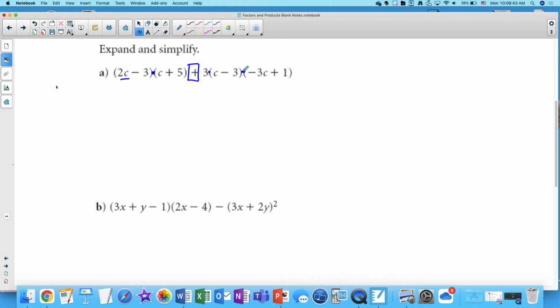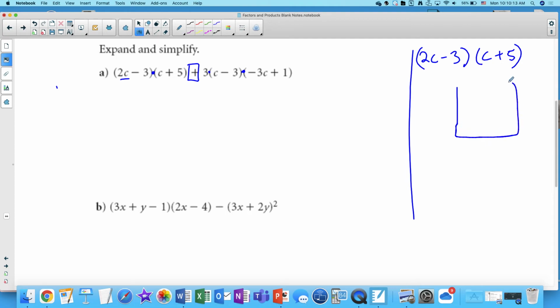Now, this guy, and I might even do this off to the side. So if I have 2c minus 3 times c plus 5, how many people want to use box or distribution? I don't know. What do you want to do? Box? Okay. So I'm going to multiply those out. 2c minus 3, c plus 5, and I get 2c squared plus 10c minus 3c minus 15. So all together this piece is 2c squared plus 7c minus 15.